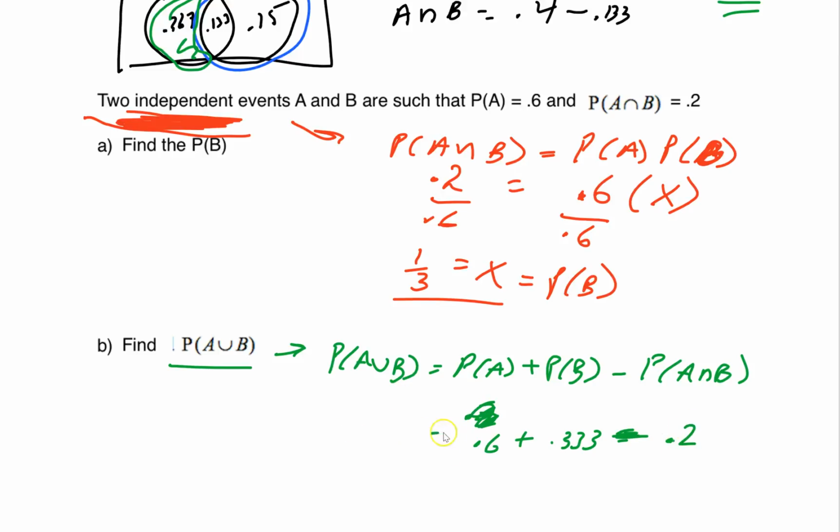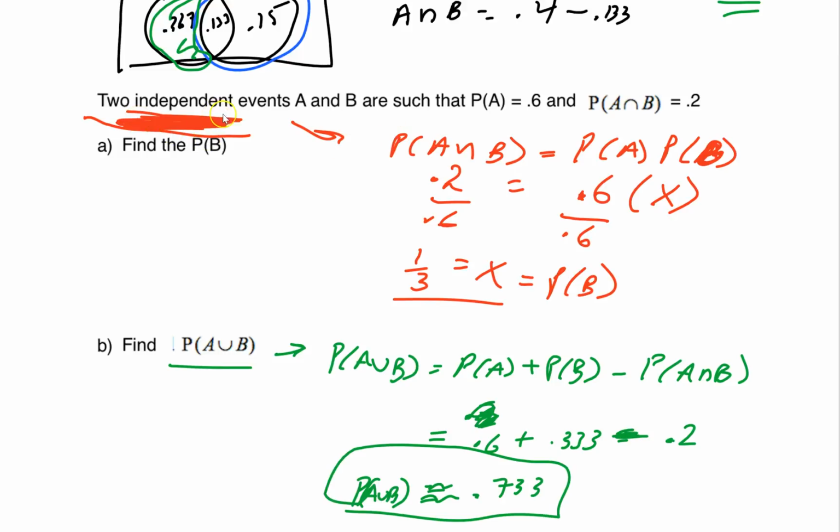Right? Do a little math. 0.6 minus 0.2 is 0.4. 0.4 plus 0.33 is 0.733, about, roughly. Right? And that's the idea. Again, if they tell you it's independent, then feel free to use the formula. If they don't, you can't. And what you do is easy enough to find probability B. The way you find a union is pretty much always the same. Just use that formula. Just plug it in.